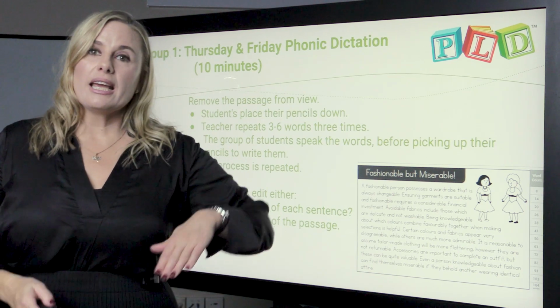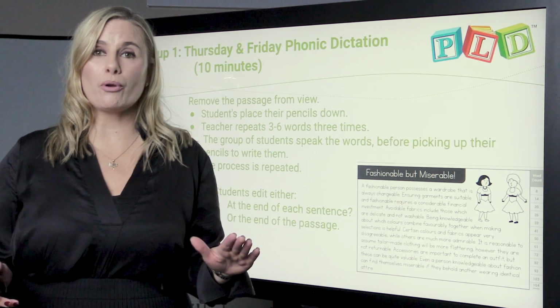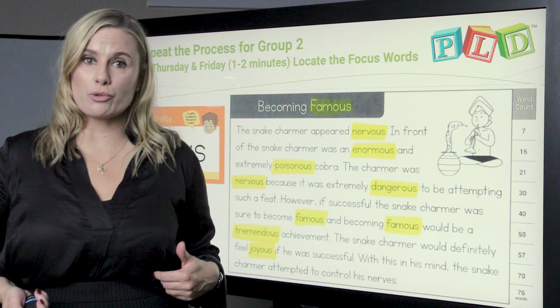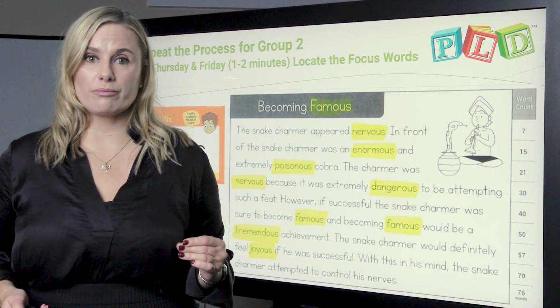And so on. You may not get through the whole passage. If the timer goes off, you stop. You will repeat the process for group 2. Then we're going to read for fluency and expression.